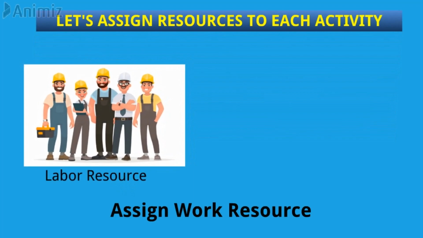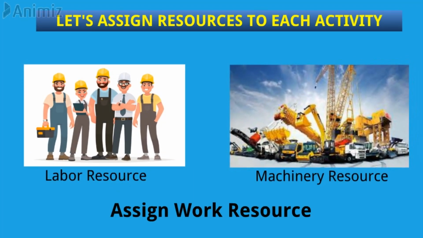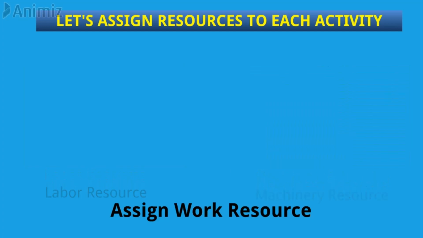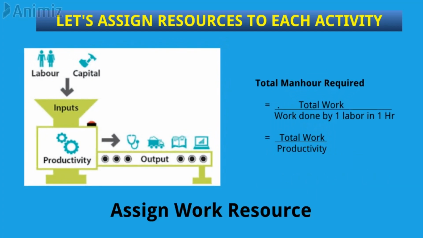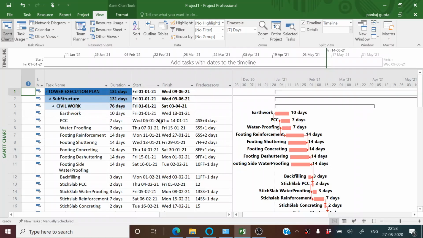There are labor resources which are assigned based on their work. There are machinery resources, which are again defined based on the effort required. Labor resource and machinery resource are assigned on an hourly basis. That is, there is a time in which these resources are assigned. The total man hours required can be easily calculated from productivity.